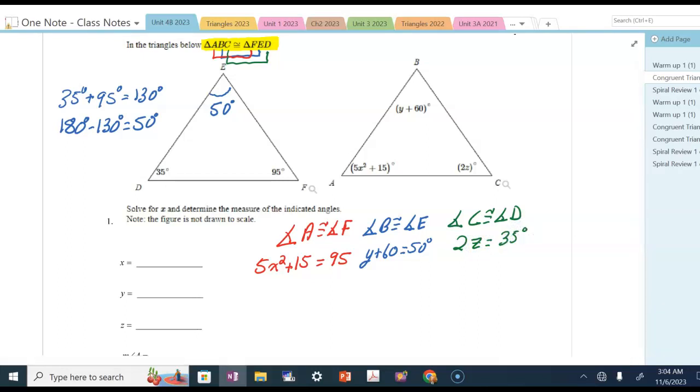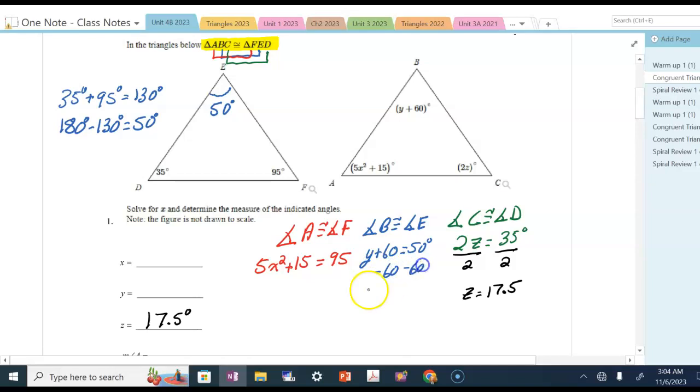And now I need to solve each of these equations. So for Z, I'm going to divide by 2, and I'll get Z is 17.5. Y, I'm going to subtract 60, and Y is going to be equal to negative 10.